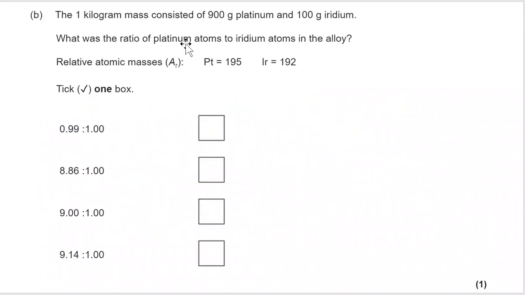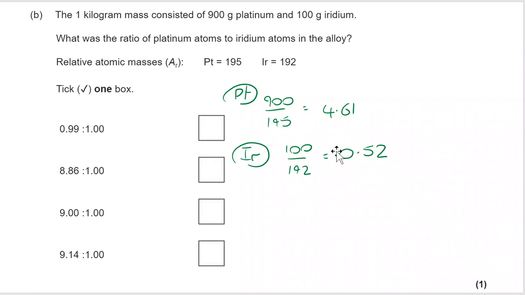For part B, a kilogram mass consisted of 900 grams of platinum and 100 grams of iridium. What was the ratio of platinum atoms to iridium atoms in the alloy? Don't fall into the trap of just comparing the masses, 9 to 1. We're given masses and we've got Mr, so we need to look at molar quantities. So Pt, platinum, 900 over 195 gives me 4.61, and 100 over 192 gives 0.52.